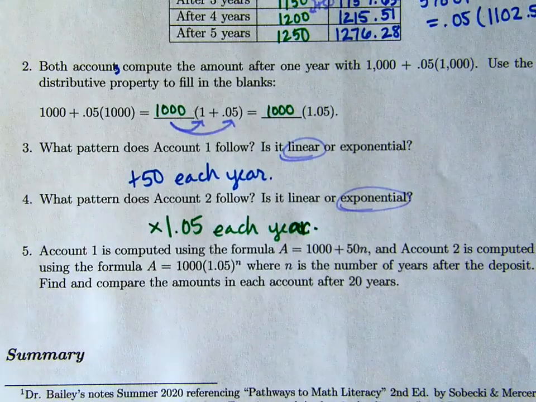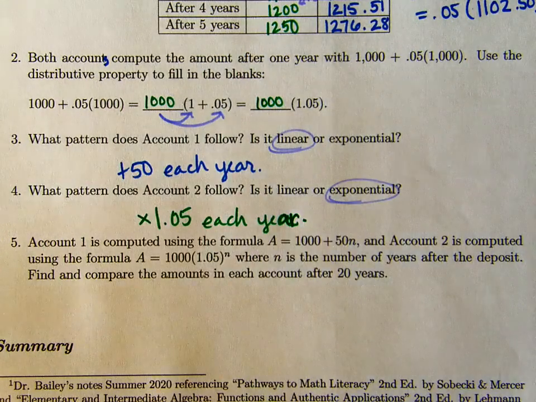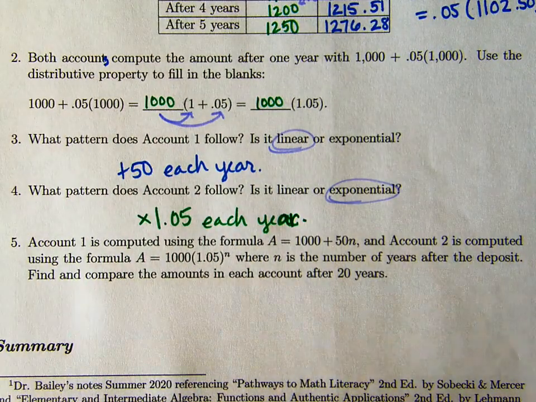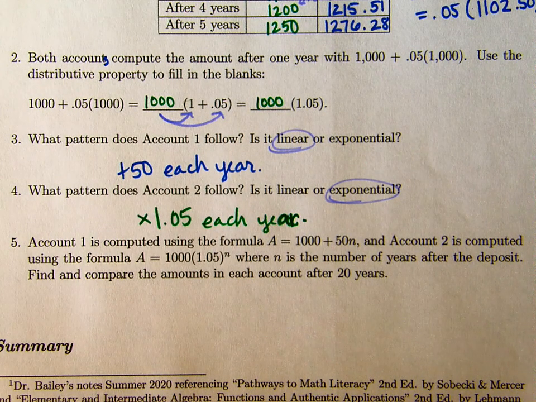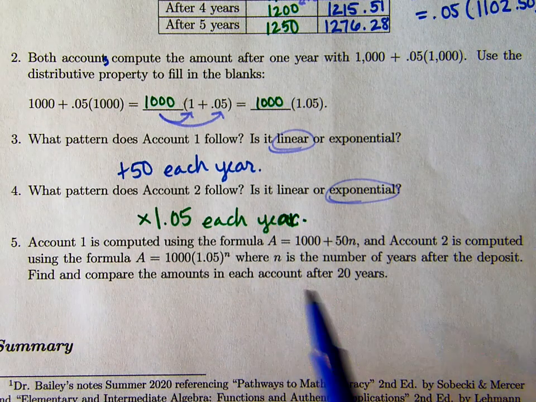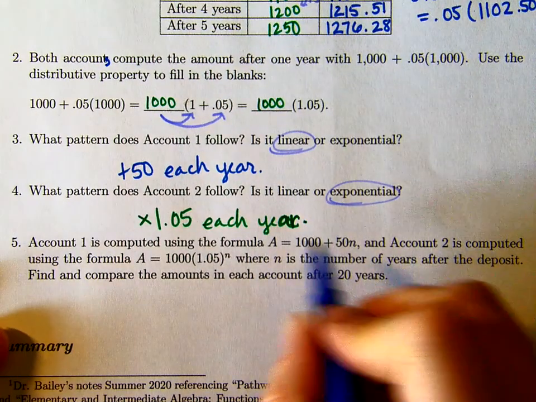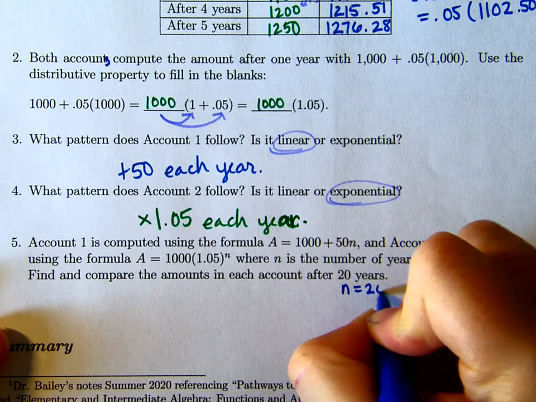Got it. Account 1 is computed using A equals $1,000 plus 50 added n times. And account 2 is computed using the formula A is a grand constantly multiplied by 1.05 n times, where n is the number of years after the deposit. Find and compare the amounts after 20 years. Immediately I see this, and I tag it with an n because n is the number of years.